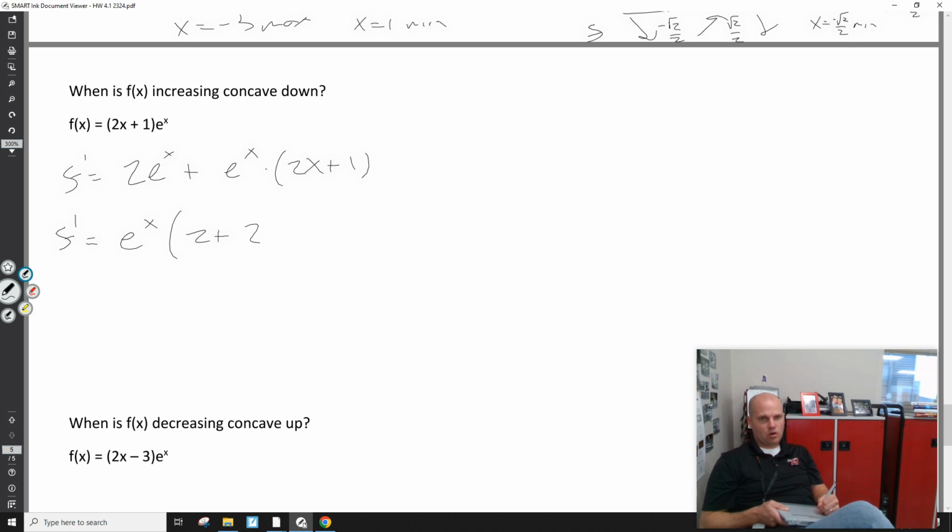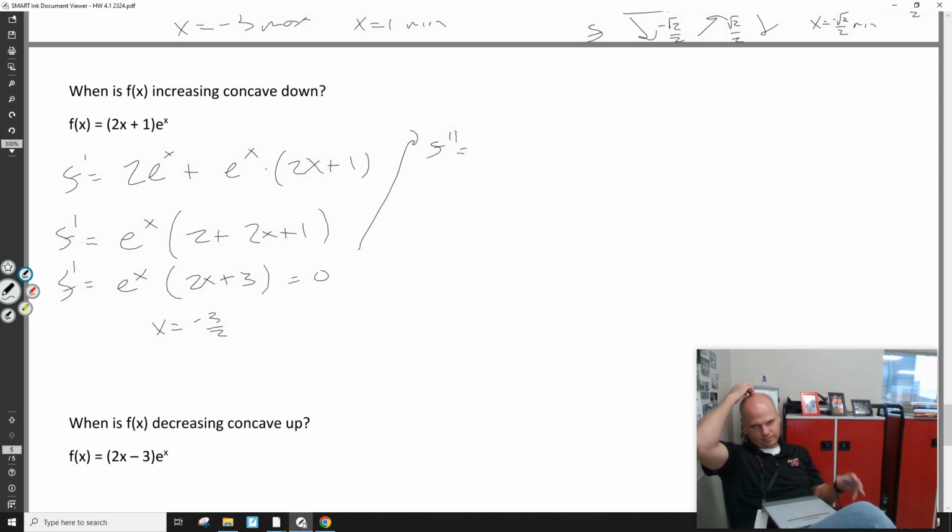So I'm going to do all my work with this first one. I get e to the x times 2x plus 3. I like that. I get x equals negative 3 halves, setting this equal to 0. Again, this is always positive. It's that guy. My second derivative, let's do my second derivative. I would go off of this simplified first derivative. You could go off of your simplified first derivative. It's just a little bit more going on.